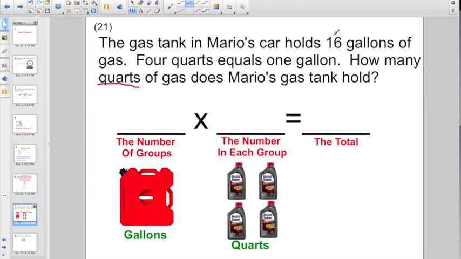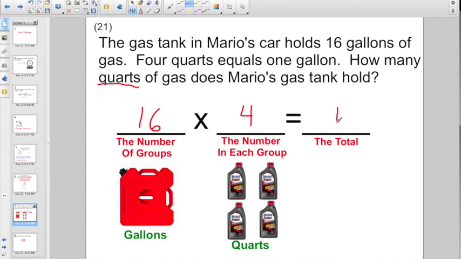Well, if the gas tank only held 1 gallon, that would be 4 quarts, right? If it was a 2-gallon tank, that would be 8 quarts. If it was a 3-gallon tank, it would be 12, and so on. Do you see it now? The number of groups is the gallons. It holds 16 gallons. The number in each group, there's 4 quarts in each gallon. And they want to know what the total is.